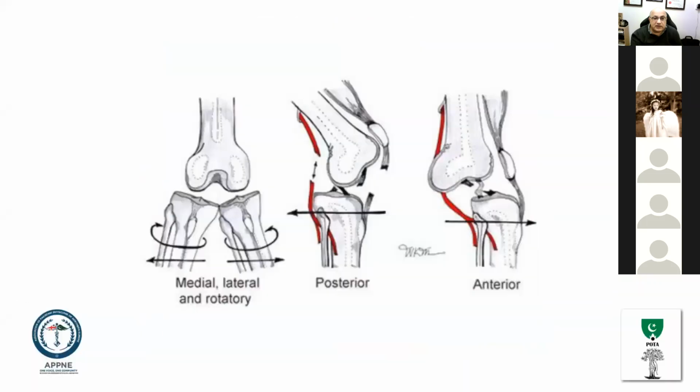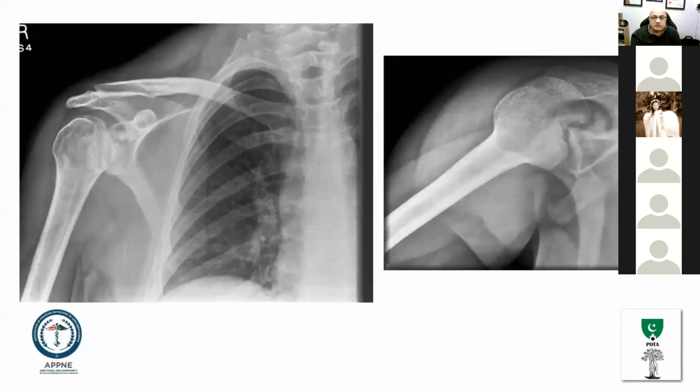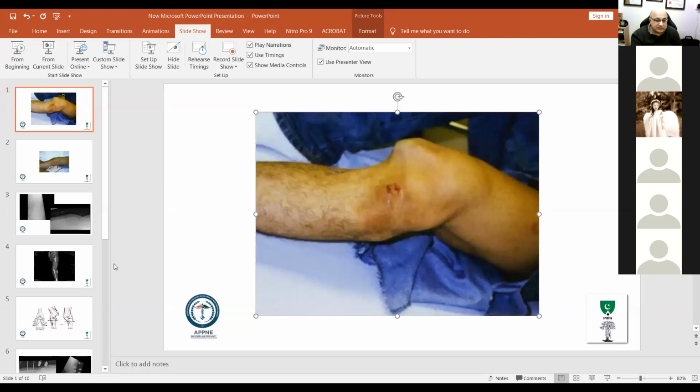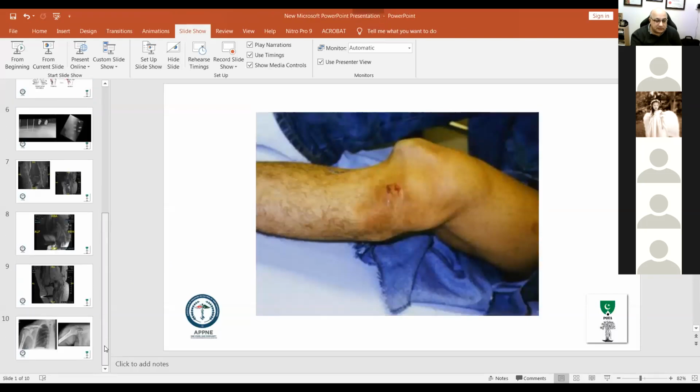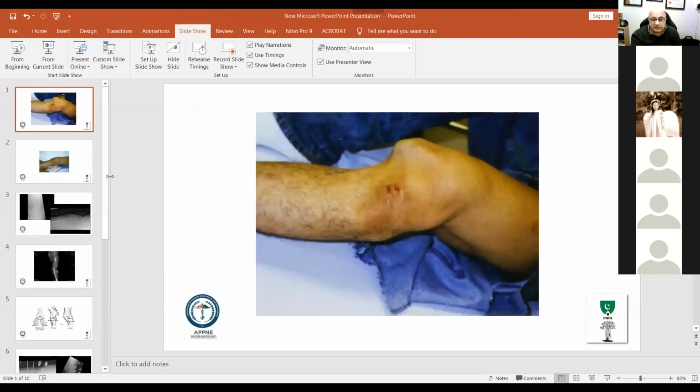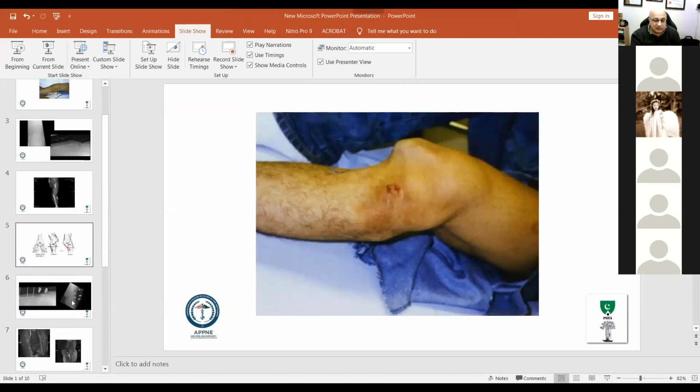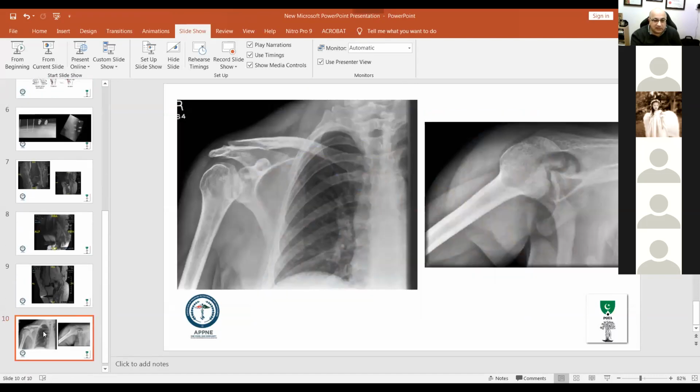I don't have any more. Why have I not got any more? Sir, can you slide back? On this slide, I want to ask a question, not on the big slide, on the shoulder slide. So you're going to ask me something on here? Yes, sir. Go on.